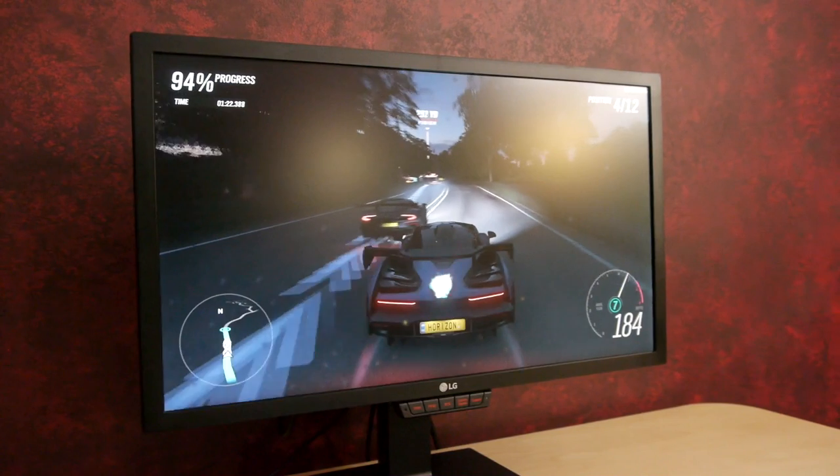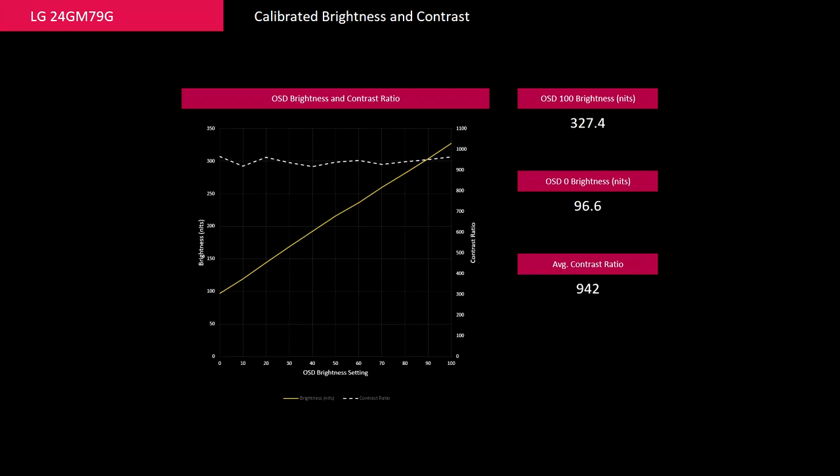Alright, now onto the actual measurements. Once calibrated, the LG maintains a fairly consistent contrast ratio of about 940 throughout all of its brightness settings. That's in line with other TN panels. Out of the box, the brightness slider sits at 70, which puts the display at about 270 nits, which is very bright. But the LG has a good range of brightness that goes from slightly less than 100 nits to around 330 nits.